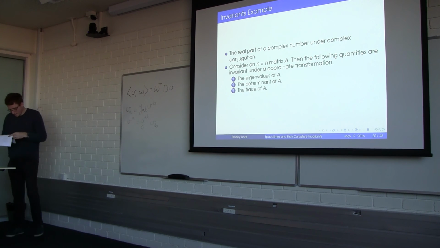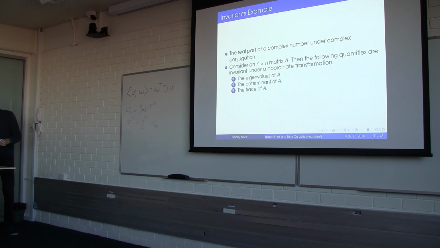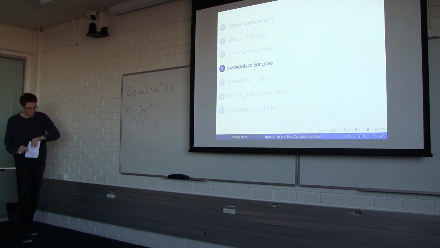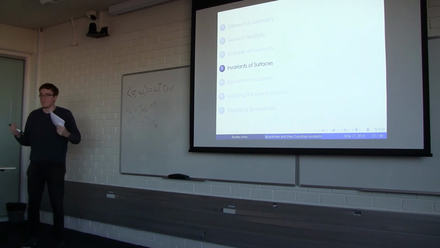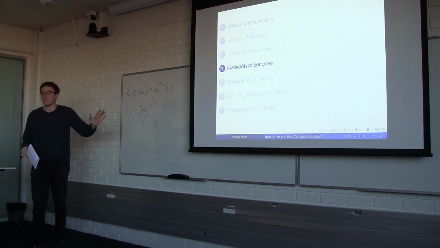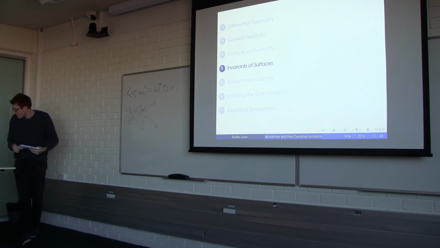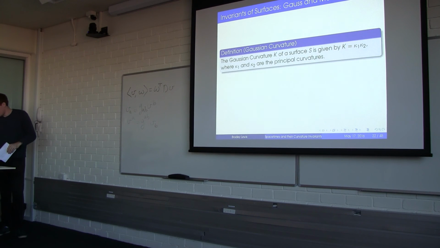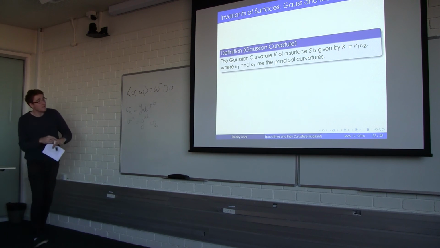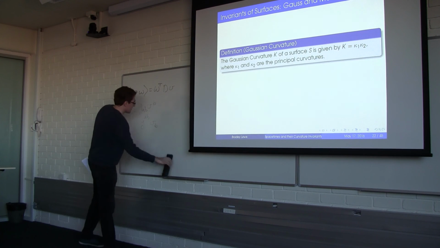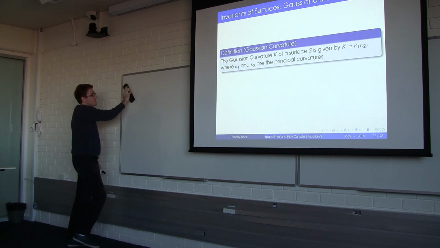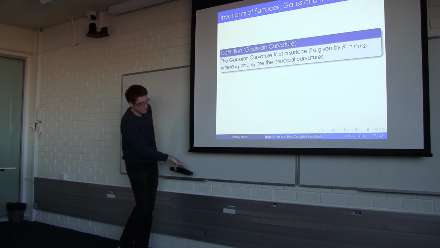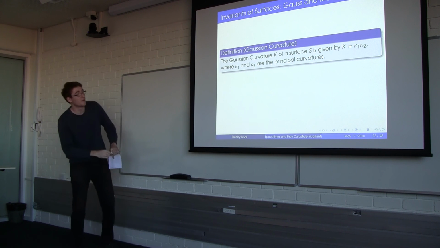Okay, so now we'll move on to talking about surfaces, just to give a nice two-dimensional case of things we can actually visualize and try to figure out what's going on. The first quantity we will define is the Gaussian curvature. The Gaussian curvature, K, of a surface, S, is given by the product of what are called the principal curvatures.